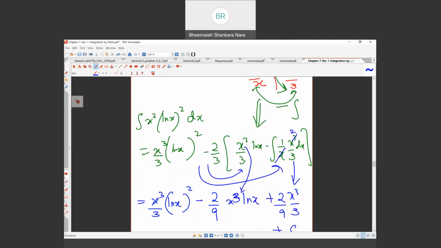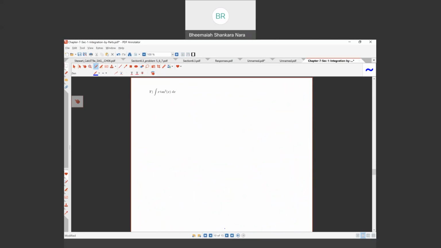The next one, the integral of x times tan squared x. So let's write a trigonometric formula for tan squared x. Tan squared x is equal to secant squared x minus 1. And the integral of tangent x is natural log of secant x.